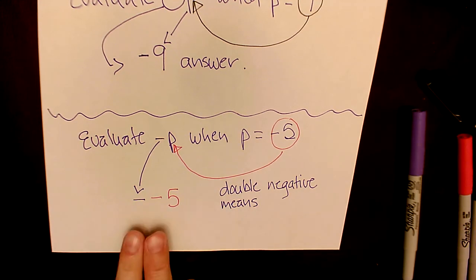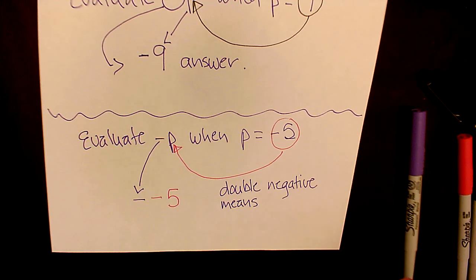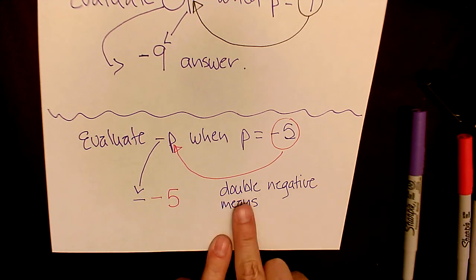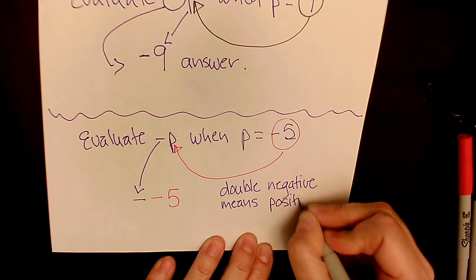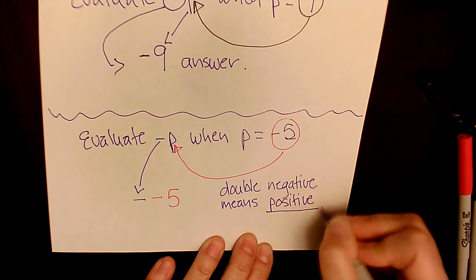So double negative, I don't know if you may know already, double negative means, what if I'm taking the opposite of -5 is a way to look at it. What's the opposite of -5? The opposite of -5 we just learned is +5. So we can think of a double negative as meaning positive, if that's easier.